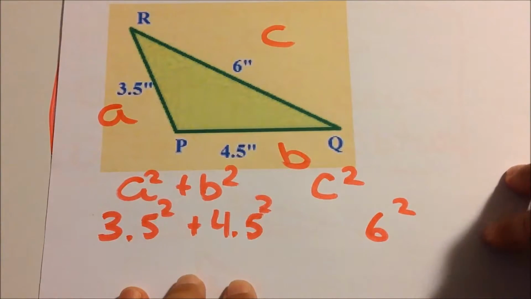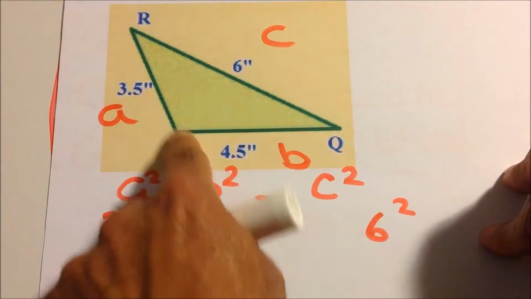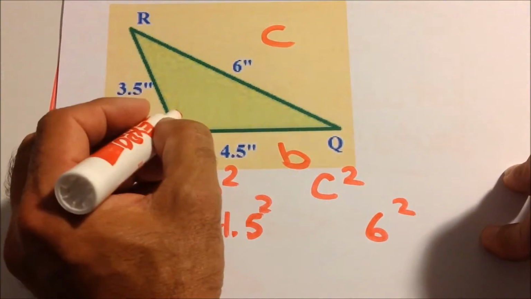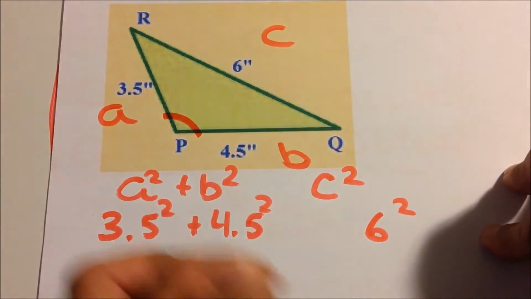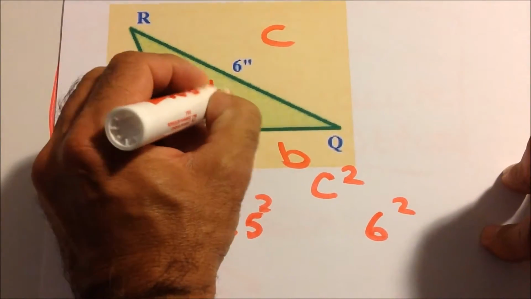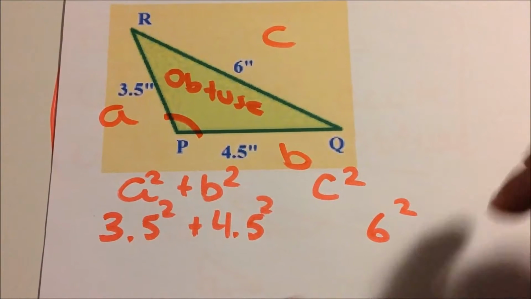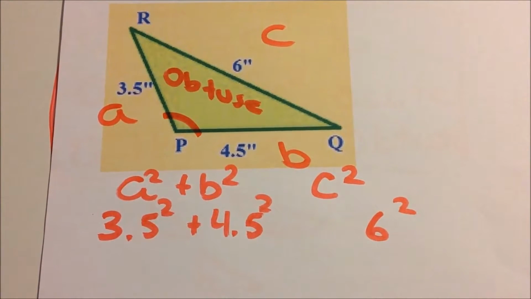Well, obviously, just looking at it, you know that this is not a right triangle. You do have an angle that's 180 degrees, so you know this is obtuse. And if you remember the rules of an obtuse triangle, if a squared plus b squared is less than c squared, you're going to have an obtuse triangle.